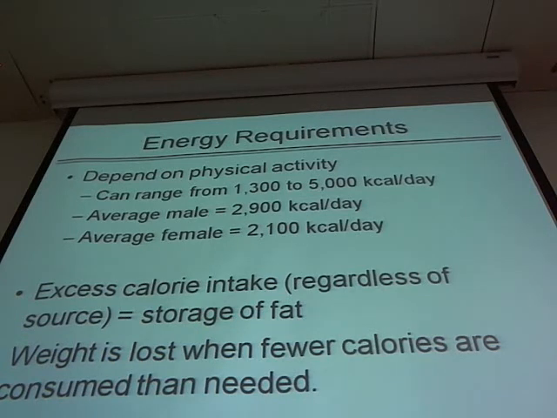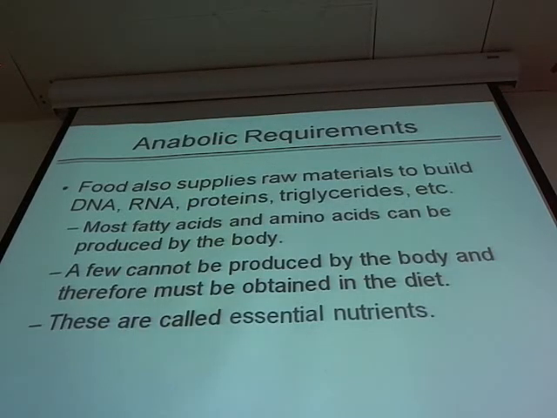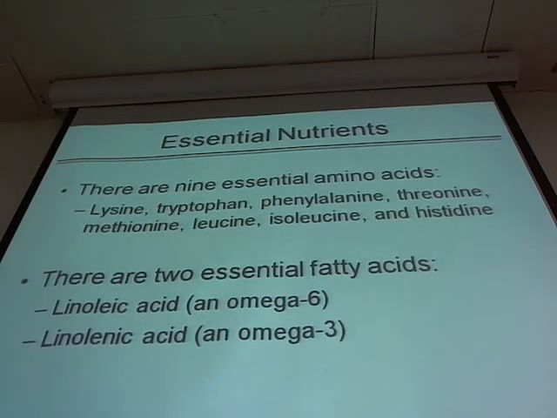Major nutritional regulation of metabolism: adipose tissue for fat, liver tissue for sugar. We've already touched on that. Okay, let's just go through. Anabolic: food is required for raw materials. The stuff that you cannot make are essential nutrients. Essential nutrients: lysine, tryptophan, phenylalanine.